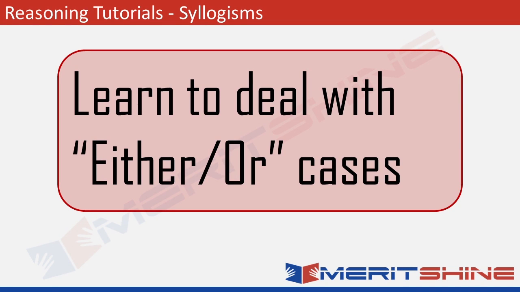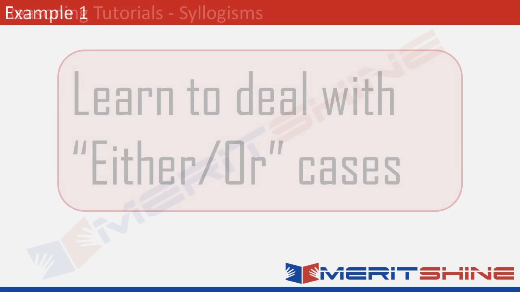In this tutorial, we'll deal with either or. It's a special case in syllogism problems, and though it's nothing new, it creates a lot of problems for students. You should watch this if you have seen the last 5 tutorials on syllogisms. If you haven't, then watch them first and then come back to this one. So let's take an example and understand this.